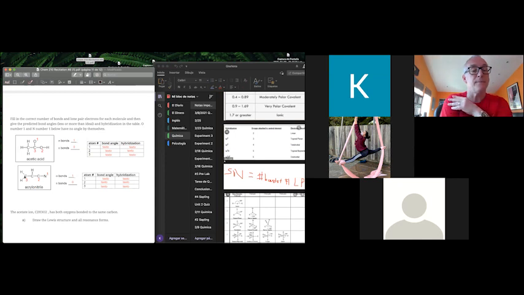Same with the top one. Notice that the middle carbon is only forming three bonds. So you have to fill in. Those pictures are incomplete. You need to fill in the double bonds and lone pairs.